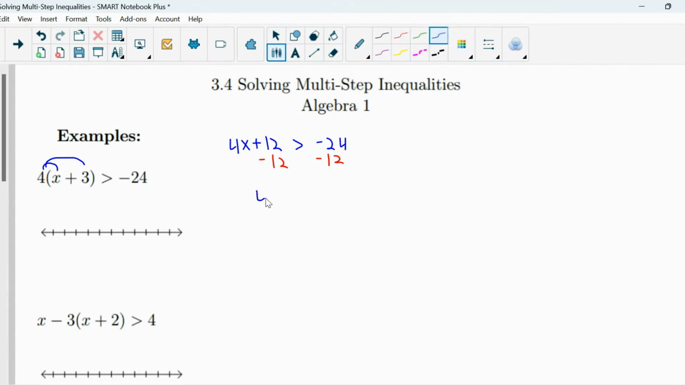That leaves us with 4x is greater than negative 24 minus 12, which is negative 36. From here, to undo our coefficient, we must divide both sides by 4, which gives us x is greater than negative 9. Okay? Remember, when you subtract by a negative, you do not need to flip your inequality symbol, but if we were to multiply or divide by a negative number, that's when we would have to flip.